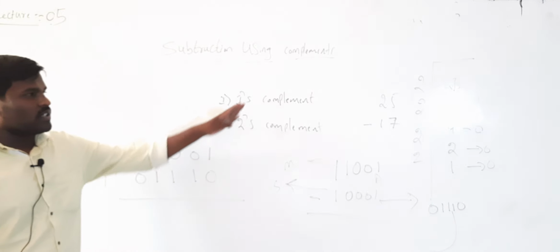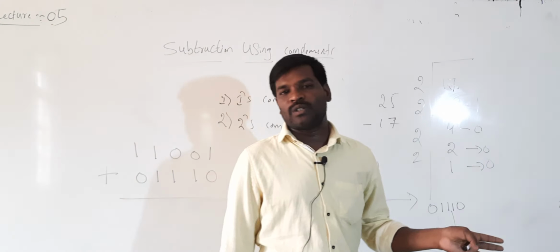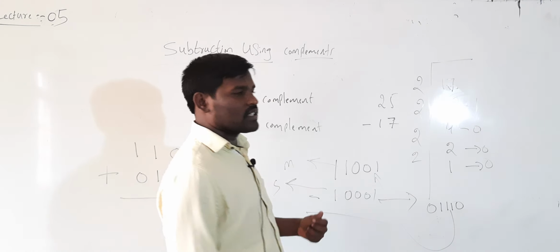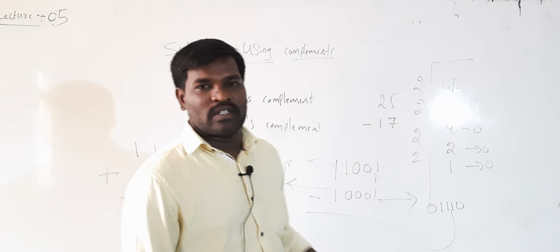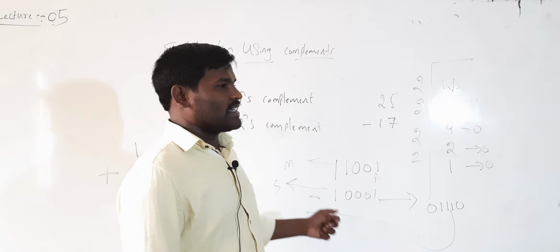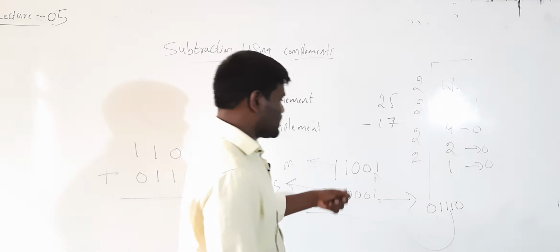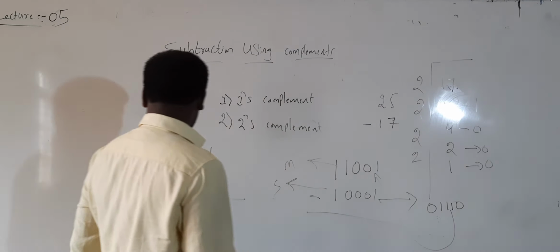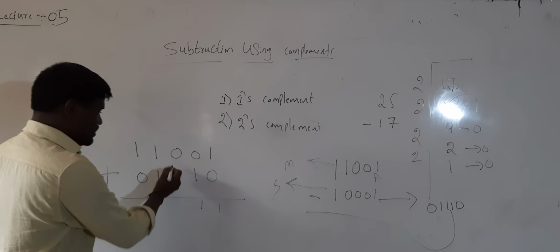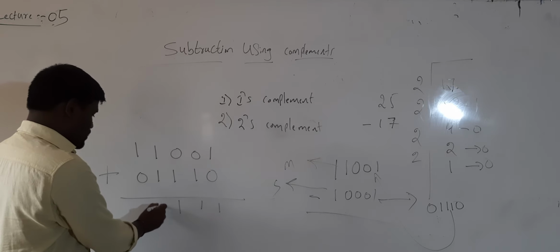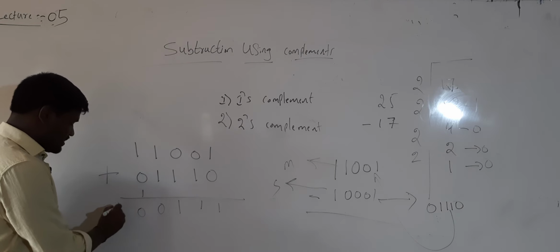The first step is, if the numbers are in decimal format, first convert the decimal numbers to the binary number system. After converting, identify which is the minuend and which is the subtrahend. Then convert the subtrahend to the ones complement, and add that to the minuend. See here: 1 plus 0 is 1, 0 plus 1 is 1, 0 plus 1 is 1, 1 plus 1 is 0, carry 1. 1 plus 0 is 1, 1 plus 1 is 0, again carry is 1.